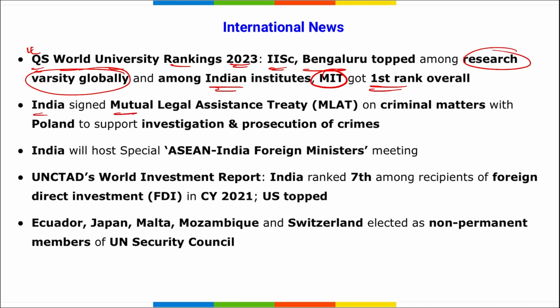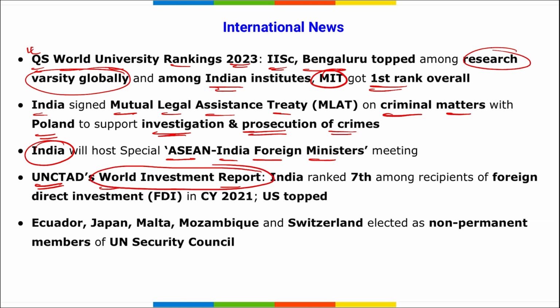Then India signed a mutual legal assistance treaty on criminal matters with Poland to support the investigation and prosecution of crimes. India will host a special ASEAN India Foreign Ministers meeting. UNCTAD's World Investment Report was released. The question that can be asked here is, the World Investment Report is released by whom? It is released by UNCTAD, and in this India ranked 7th among the recipients of foreign direct investment, and here the US is top. If I ask you which country is giving India the most foreign direct investment, it is Singapore.